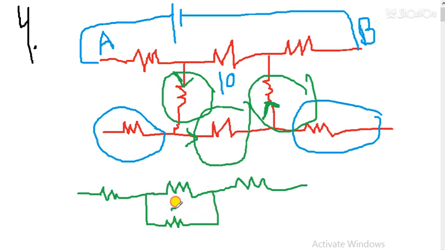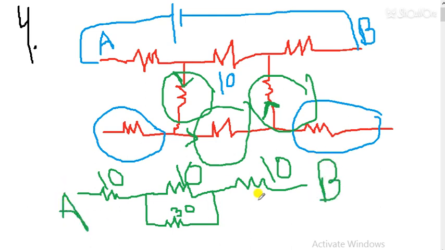So it will give me 30 here, then 10, 10, and here also 10. This is point A and this is point B. Now students, if some current is flowing here, let me change the color so that you can understand easily. After this point some current will flow here and some current will flow here.